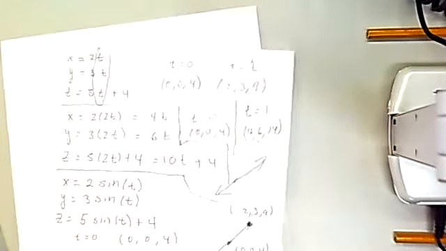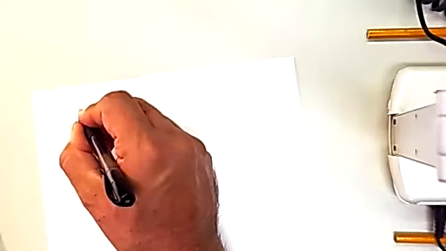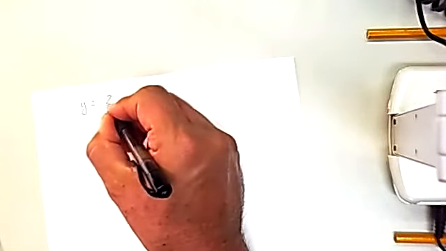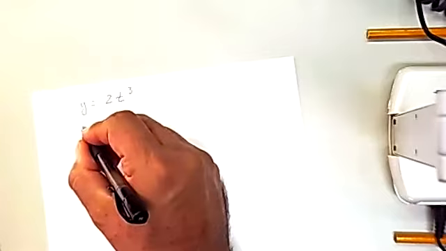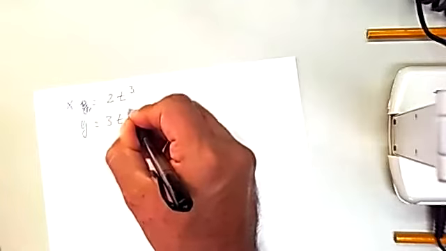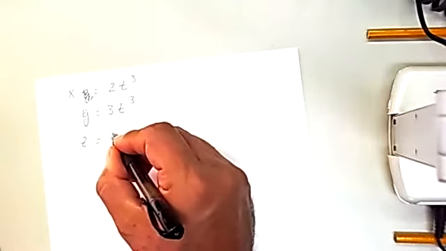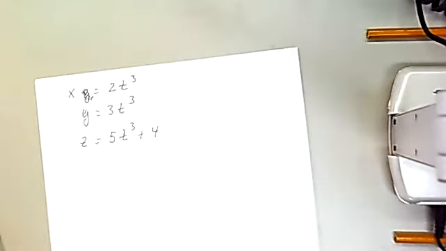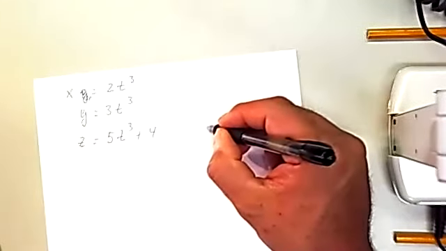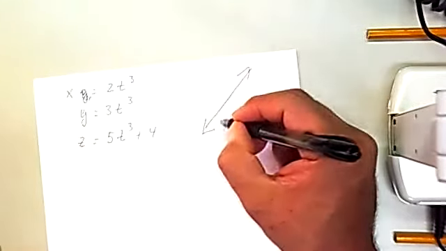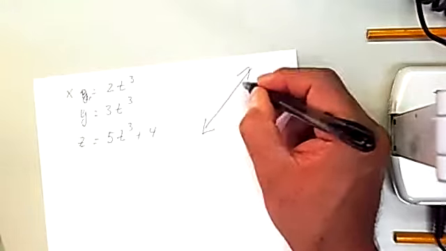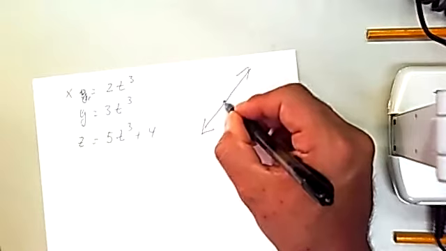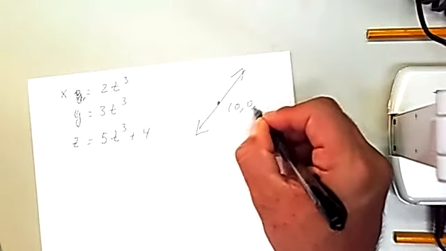We could have a line, for instance, if x was equal to 2t cubed, y equals 3t cubed, and z equals 5t cubed plus 4. Then we have the same exact line that has no stop to it. There's no segment and there's no repetition or coming back to anything. It starts at 0, 0, 4 as the previous one.